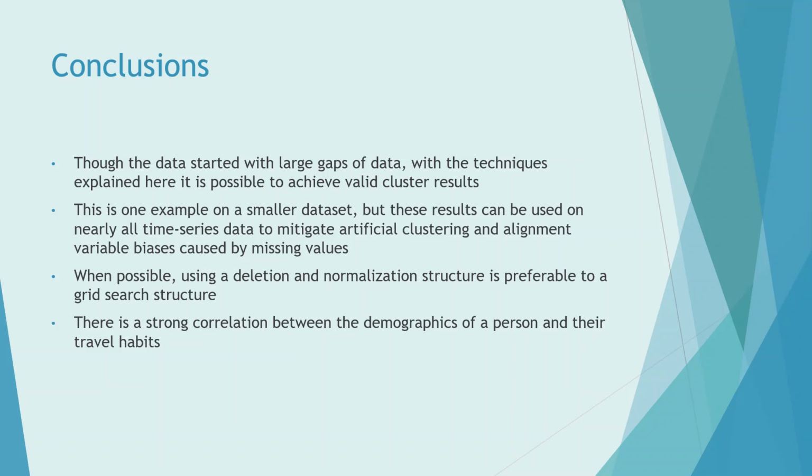Despite missing nearly 25% of the data, we were able to determine distinct clusters. This is an example of a smaller data set, but it could be replicated on nearly any time series data, especially using the grid search method. When possible, using the deletion and normalization structure is much preferable to the grid search method. There is a strong correlation between the demographics in our data and their travel habits.